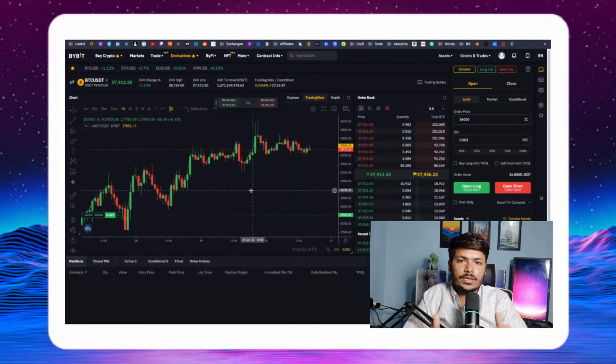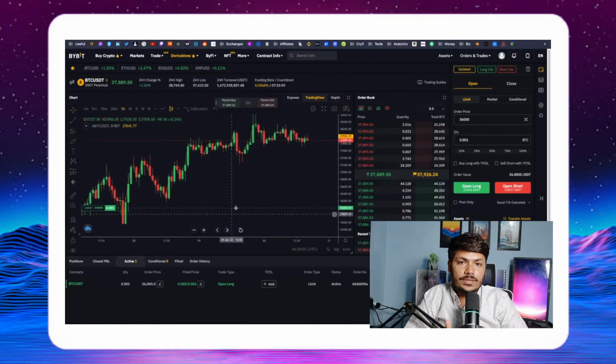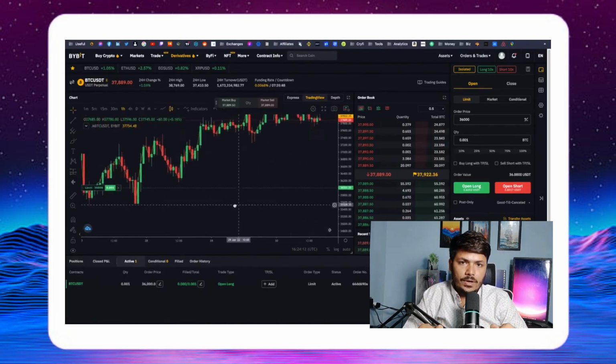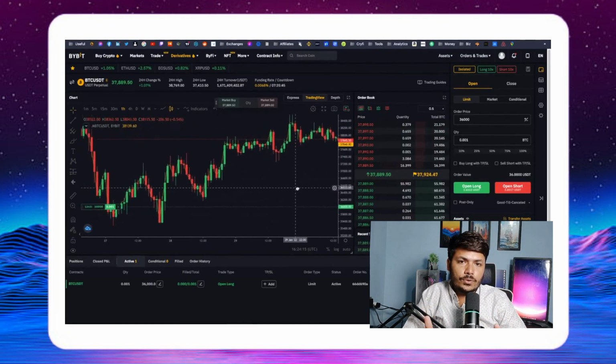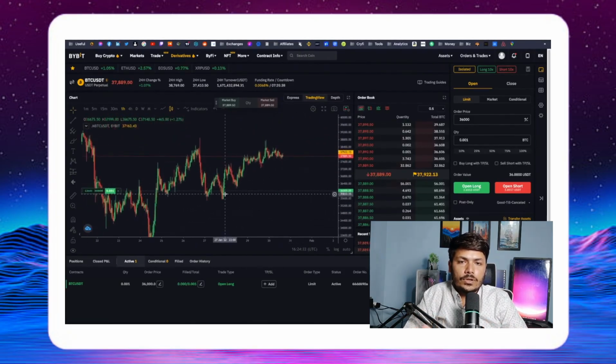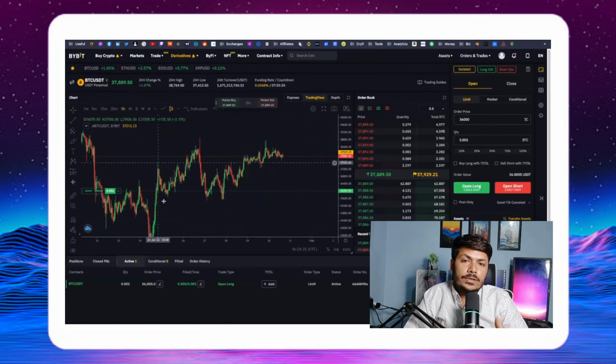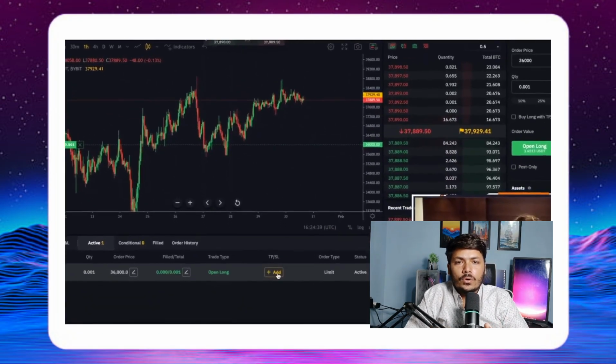Let's do a sample trade. If you set a limit order at $36,000 with 10x leverage, you could buy about $30 worth of Bitcoin, which is roughly 0.0001 BTC, while only using 3.66 from your balance. But if the price falls toward $32,000, your position risks liquidation. Once the order is placed, it will appear in your open orders.